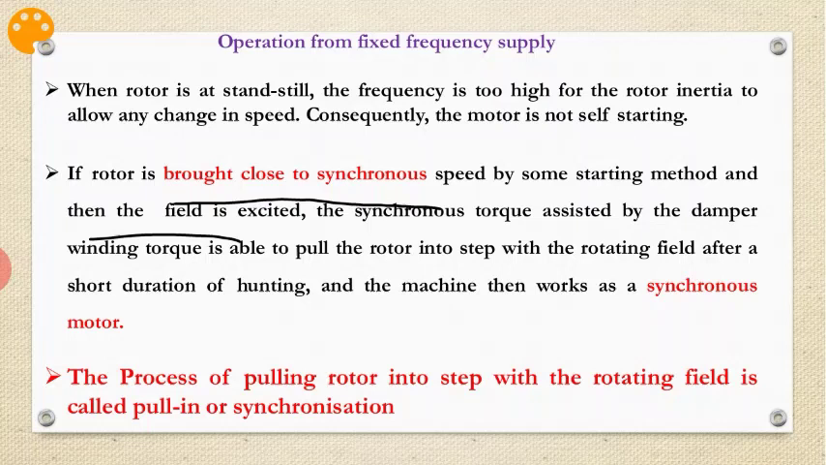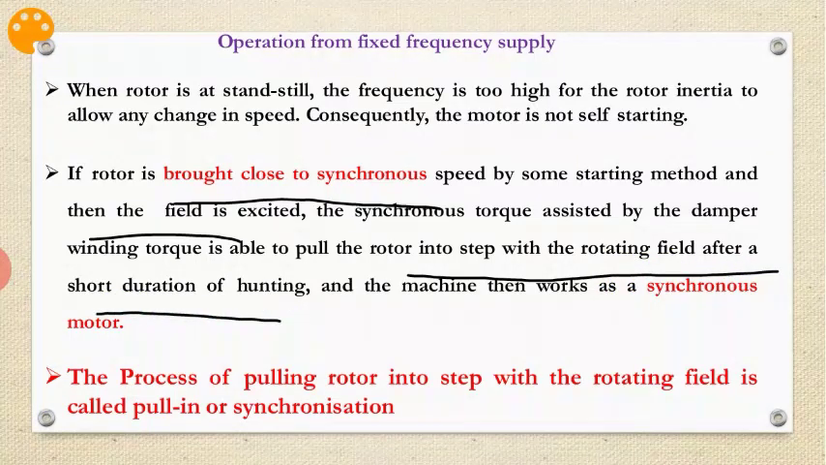Torque assisted by the damper winding torque is able to pull the rotor into step with the rotating field after a short duration of hunting. Hunting means what? The rotor field is cast to the rotating magnetic field. After some duration of hunting, the machine then works as a synchronous motor. The rotor poles will catch the stator poles, and magnetic locking will occur.